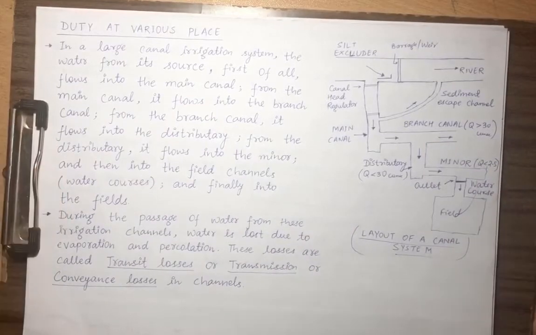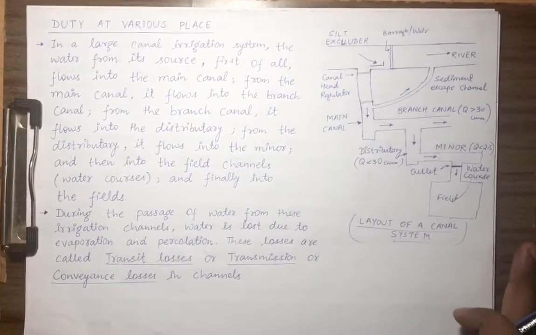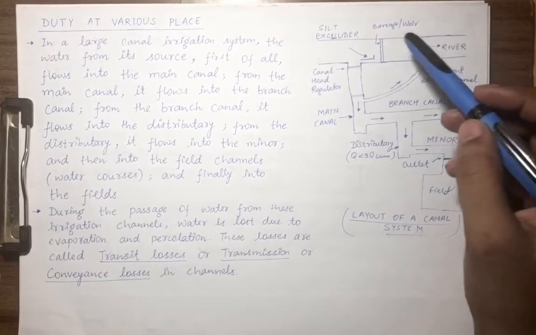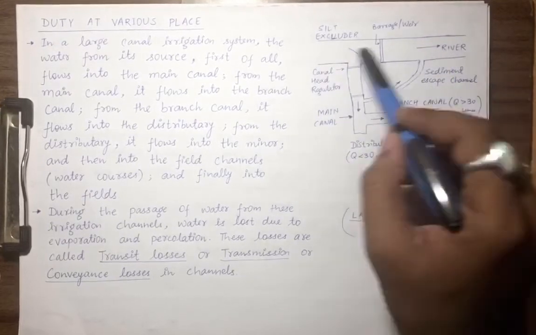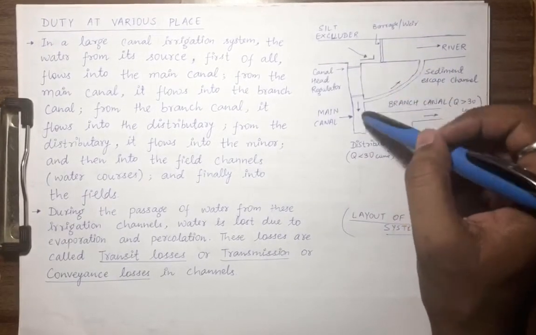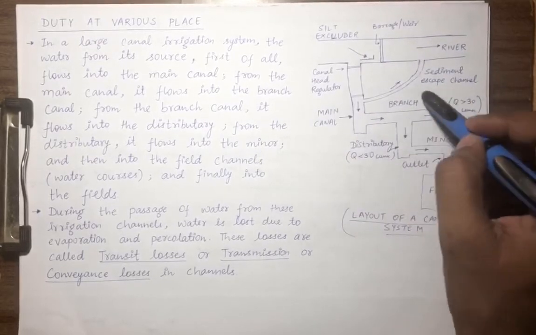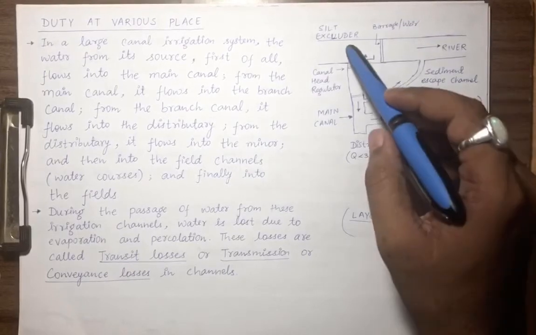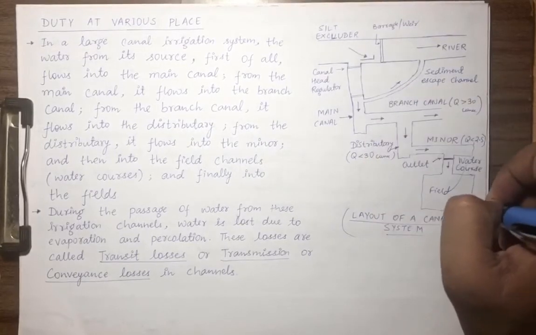As we saw in the previous lecture, duty was the ability of water to irrigate: how much field can be irrigated per cumec of water. This is a layout of a canal system. This is the river, from which we have taken out water. This is the main canal, this is the branch canal, this is the distributary, this is the minor, this is the water course, and this is the field. From here we want to supply water to the field.